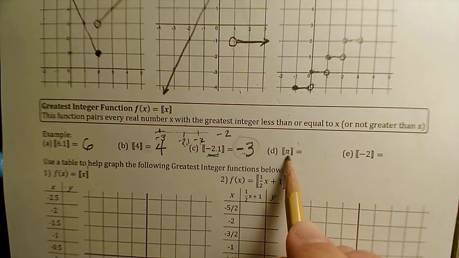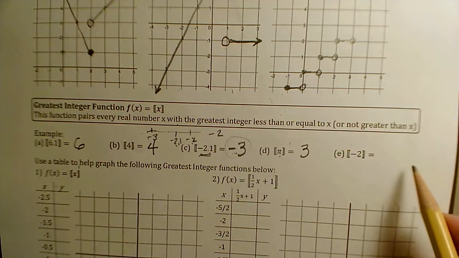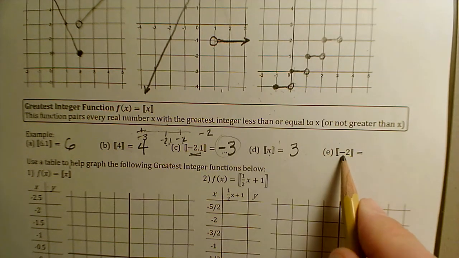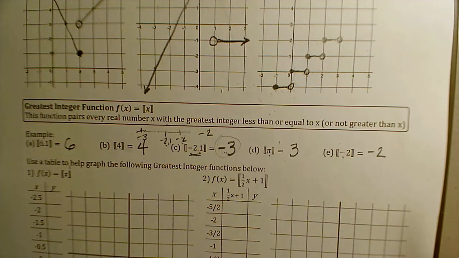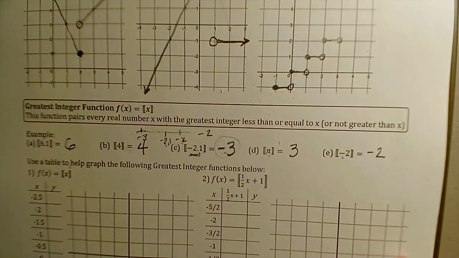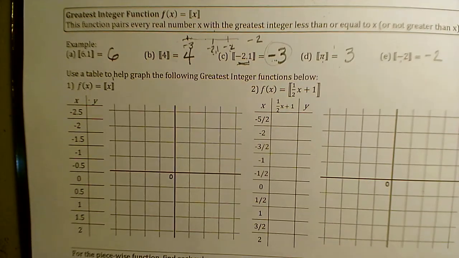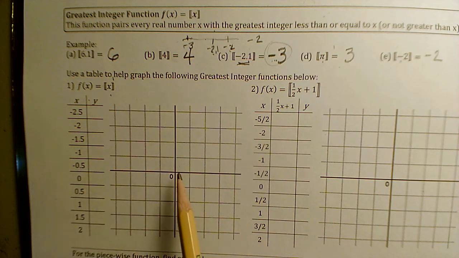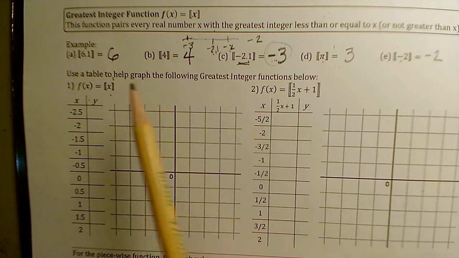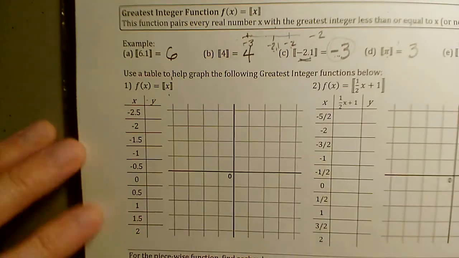Greatest integer function for pi, that would just be positive 3. Greatest integer function of negative 2, though, that is negative 2, because negative 2 is not bigger than negative 2. It's actually equal to it. All right. So hopefully we won't have to do these kinds of tables to come up with these, but for the first couple times, let's do them. And then hopefully you can see a pattern and won't have to always do a table for these.